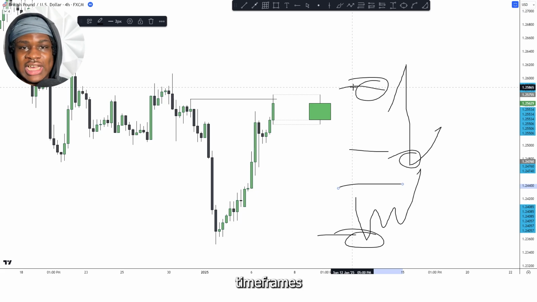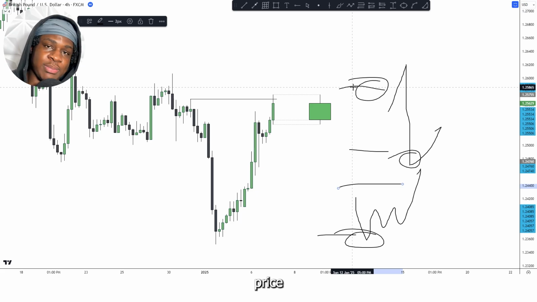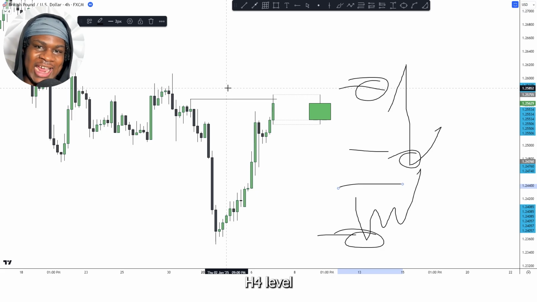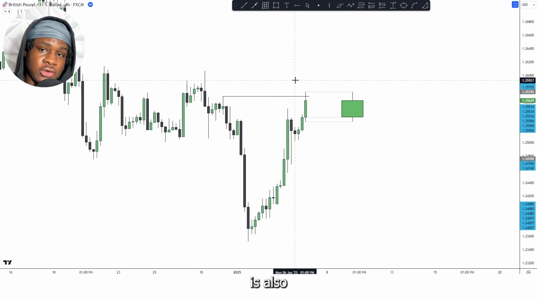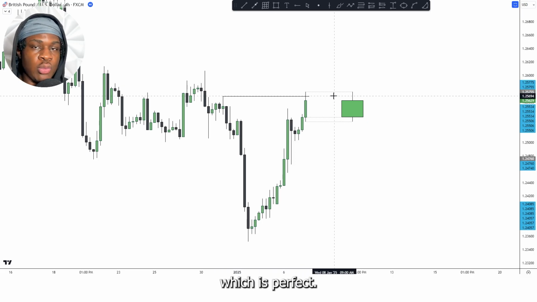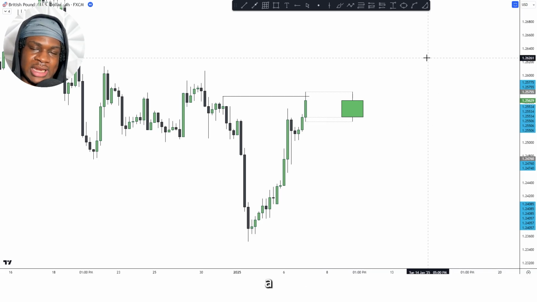The lower time frames will only matter once you've already dictated where price is currently at on the higher time frames. So price is currently at this H4 level of liquidity. This H4 level of liquidity is also a prior weekly high. So this is a strong level of resistance inside the marketplace, which is perfect if we're anticipating a manipulation.